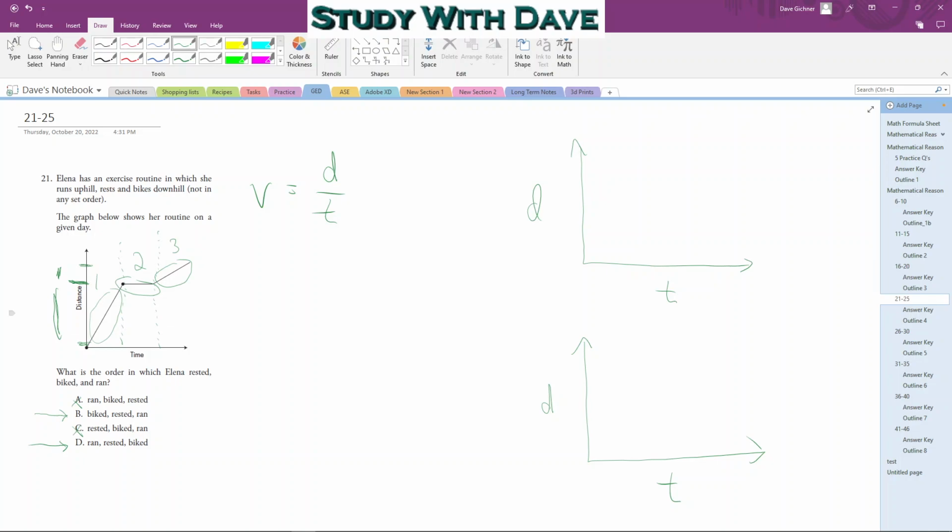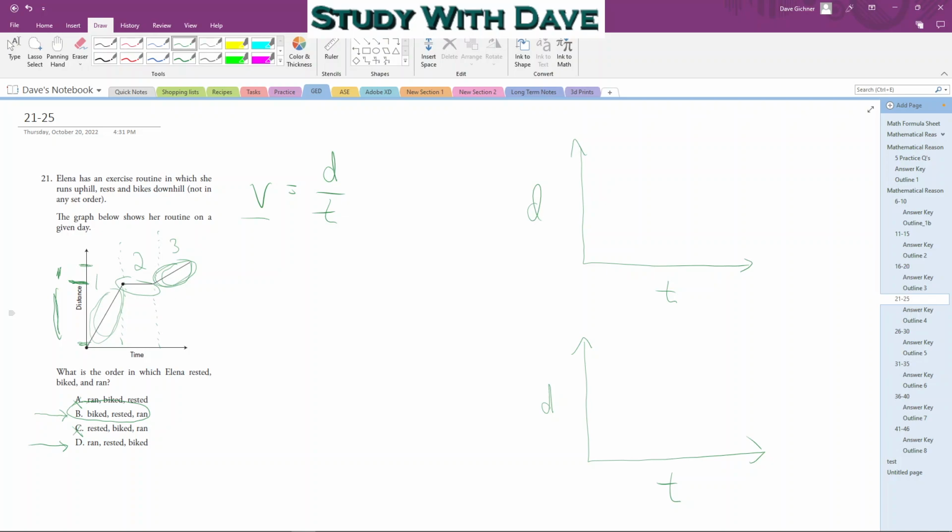So clearly, for activity 1, she would be on the bike. Activity 2, she'd be resting. And since the slope on activity 3 is less than activity 1, that's where she'll be running, because she's traveling slower, or her velocity is smaller. So we can see that B is the correct answer.